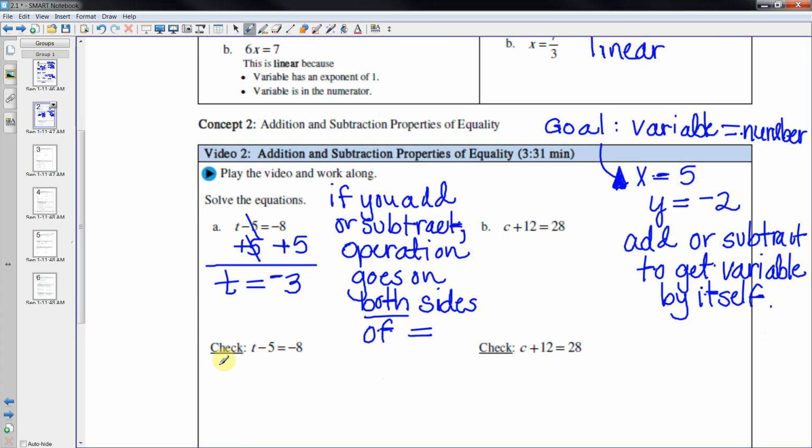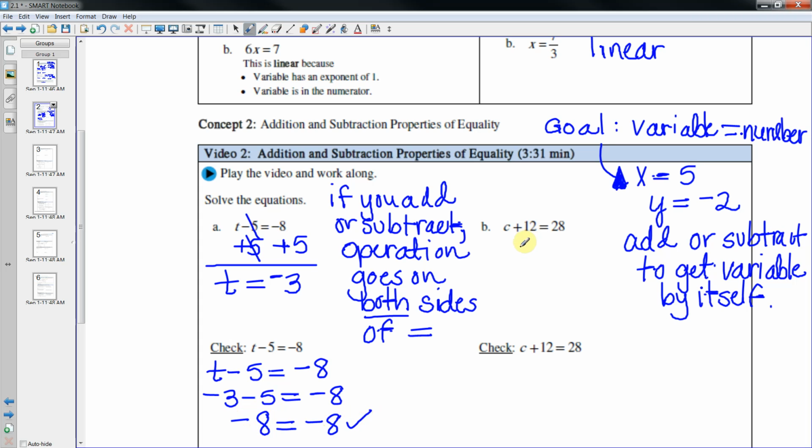If I check t minus 5 equals negative 8, and I'm saying that negative 3 is my answer, so negative 3 minus 5, does that equal negative 8? Negative 3 minus 5, that's two negatives. You add them and keep the negative sign. So negative 8 equals negative 8, that checks.